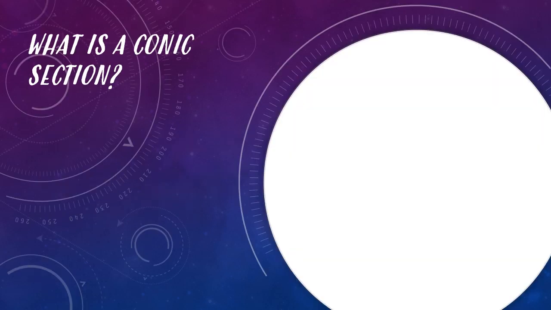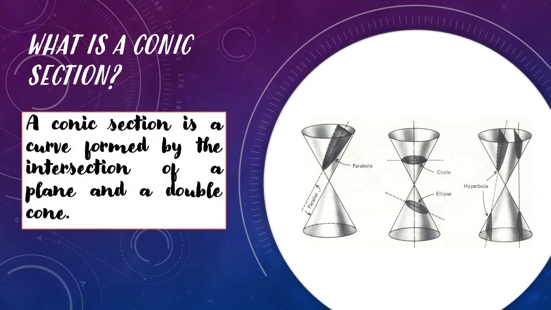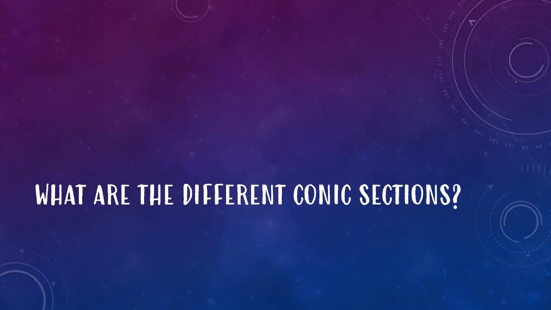So, what is a conic section? A conic section is a curve formed by the intersection of a plane and a double cone. We have different types of conic sections and they are formed depending on how a plane intersects a double cone. So, what are the different conic sections and how are they formed?